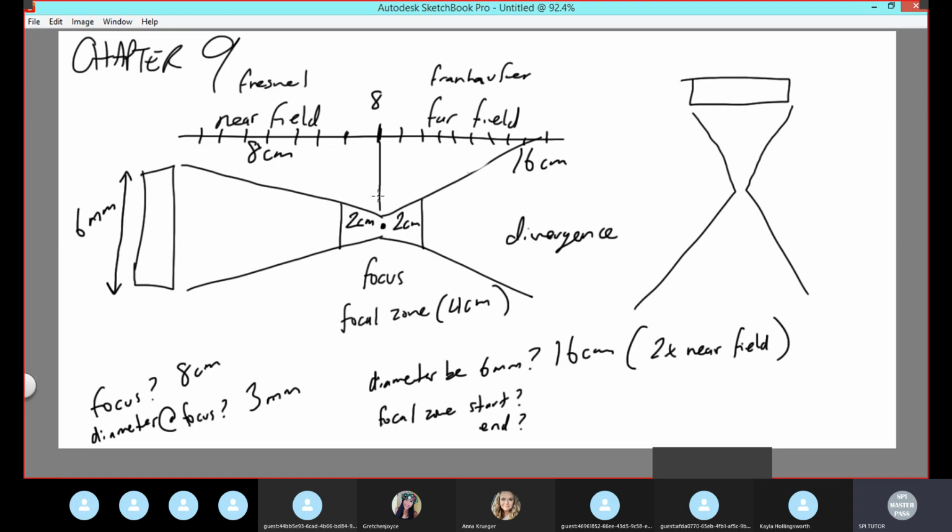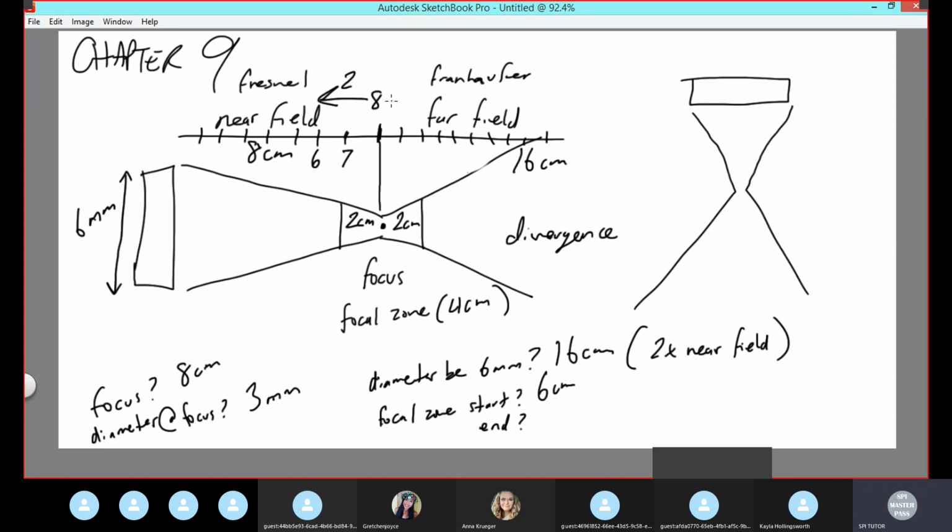It means that your focal zone, if I'm looking on this half, is going to start 2 centimeters to the left of my focus. So what's 2 centimeters to the left of that? It's going to be 6. Because I'm going shallow, right? 8 is here, then 7, then 6. 6 is 2 centimeters away from 8. So it starts at 6 centimeters. And then 2 centimeters from that, boom, my focus.